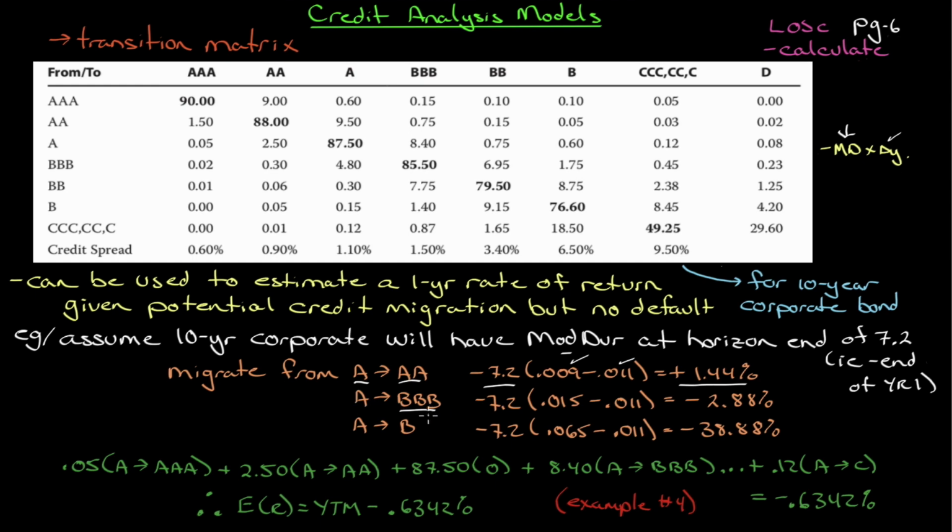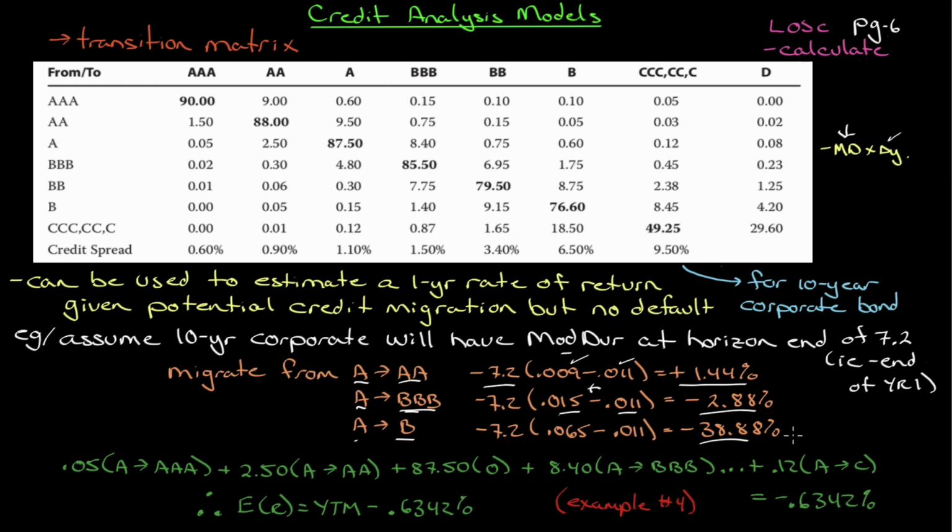A to BBB, well, let's look down BBB. BBB has a credit spread of 1.5%, so it'll be 1.5% minus 1.1. Notice that this will be a positive value in here because the yield to maturity is increasing. Negative 7.2 multiplied by an increased change in yield. We have a drop in price. Negative 2.88%. That makes sense. We had a downgrade, A to BBB. A all the way down to B, negative 38.88%.